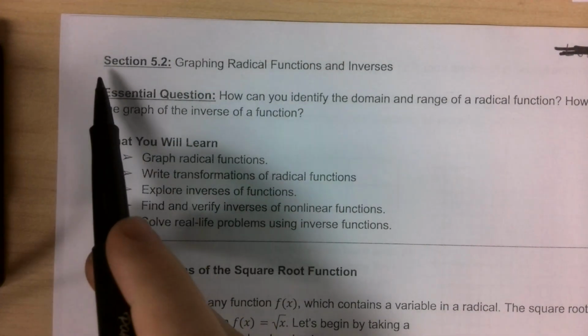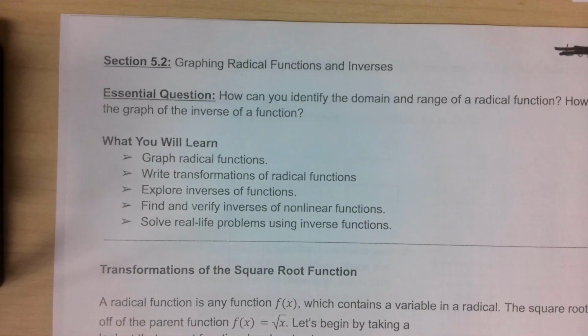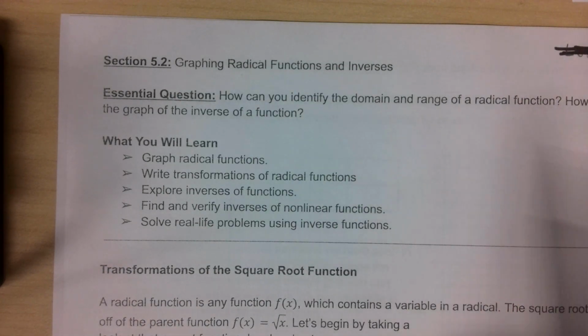Today we're going to talk about section 5.2, which is all about graphing these radical functions and inverses that we sort of hinted at last time. So our main question is, how do we know the domain and range of a radical function? And how do you sketch what's called the inverse of a function?